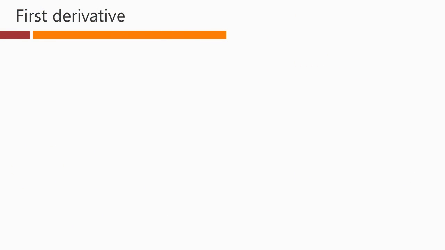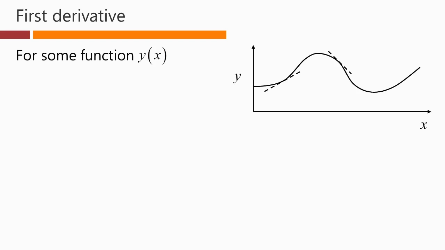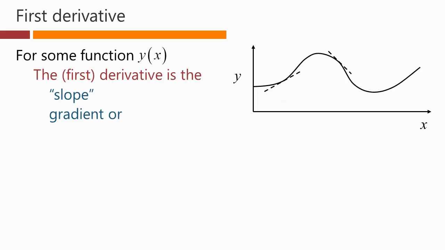We're going to start here by looking at the derivative for some function y of x. Now here's our function. It's a curve that moves along here. Y is a function of x. And the first derivative is the slope, or the gradient, or the rate of change of y as we change x.